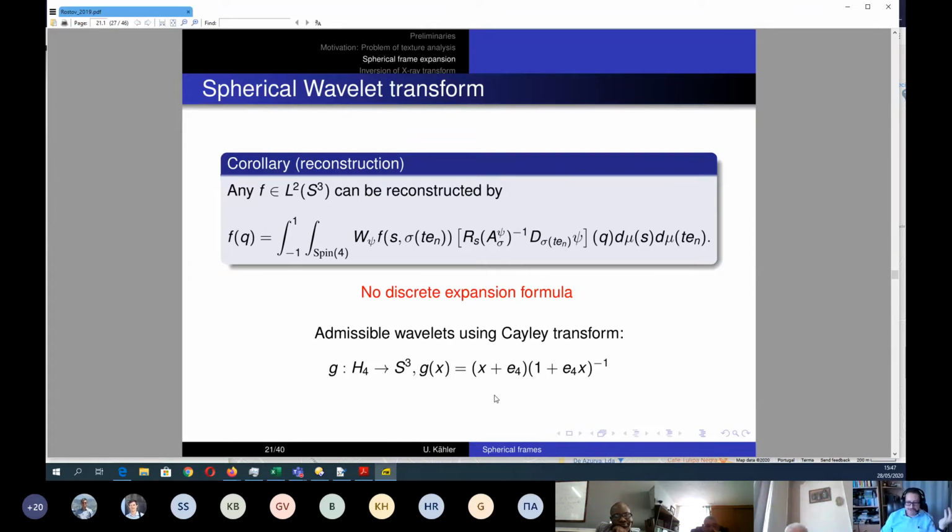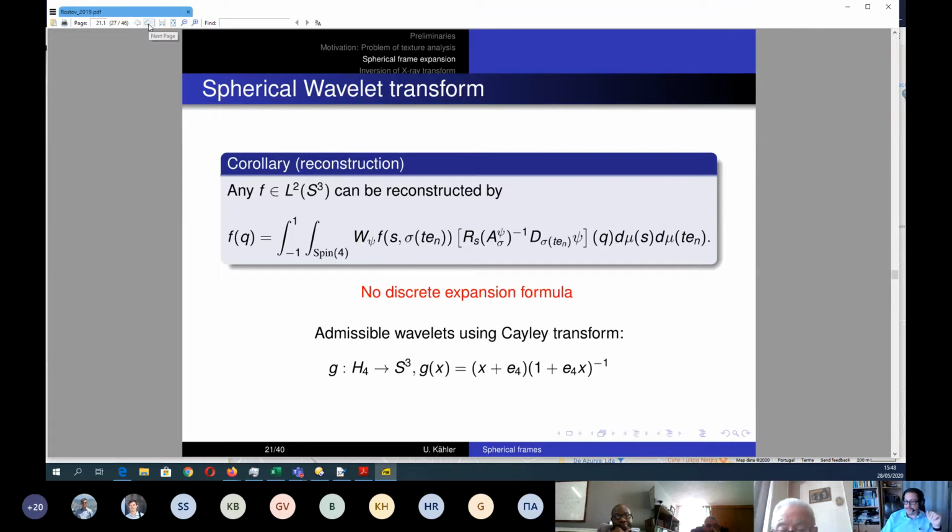It basically corresponds to saying, okay, I take a wavelet in R3, and I take the stereographic projection to the sphere, and that should give me an admissible wavelet on the sphere. That's basically a construction of how you can lift wavelets from R3 to the sphere. It's not 100% kosher, but in most cases it works.